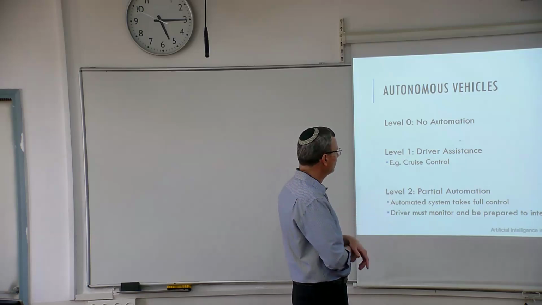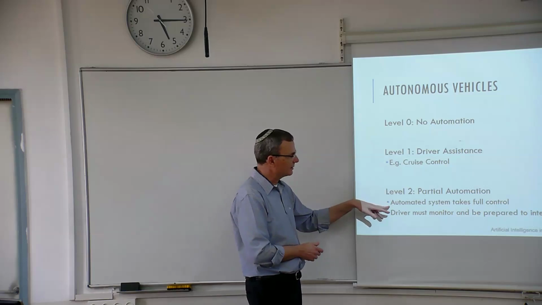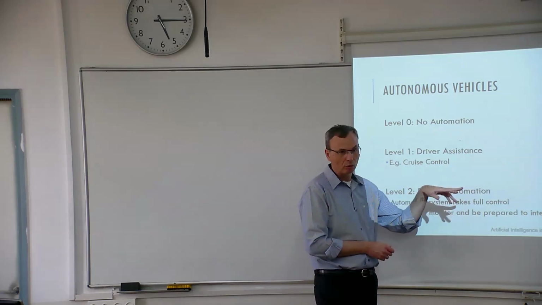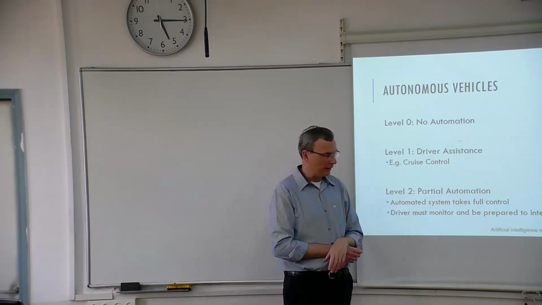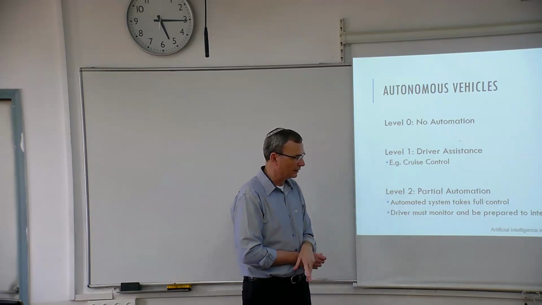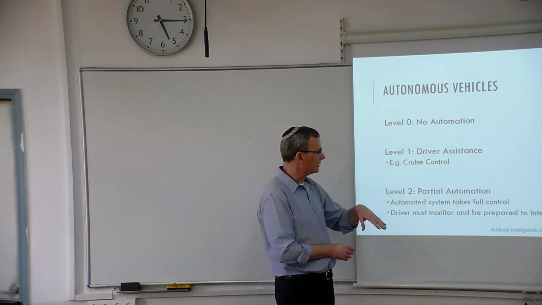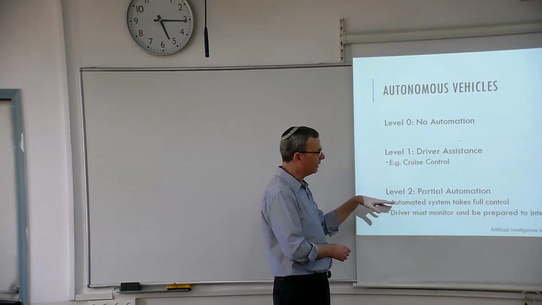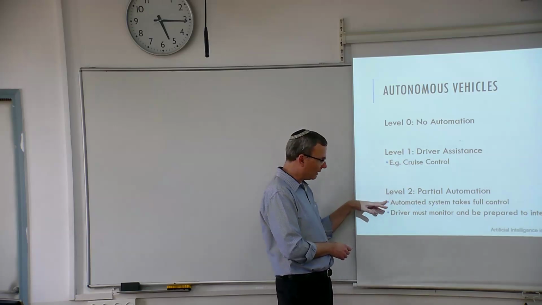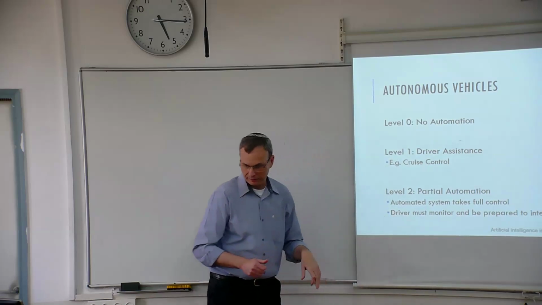Level 2, partial automation, meaning it is an automated system that knows how to take full control of the car, but a driver must monitor and be prepared to intervene. All autonomous cars that we have today are somewhere between this and that. Even the current autonomous cars require a driver that must monitor and intervene.